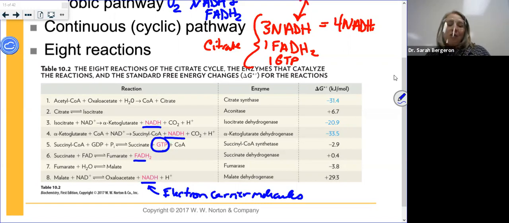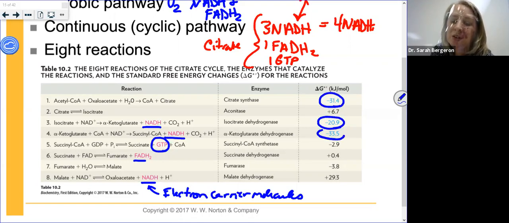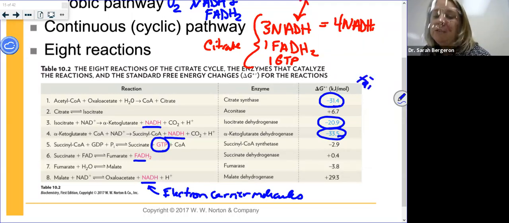What else do you notice that might be in a different color that you think might be important in this table? Citrate synthase, isocitrate dehydrogenase, and acetyl-CoA. Look at this. Tell me about these values. They're favorable, they're spontaneous, and they are irreversible.